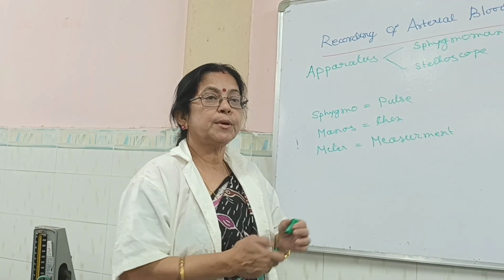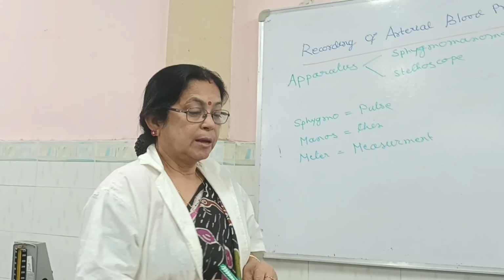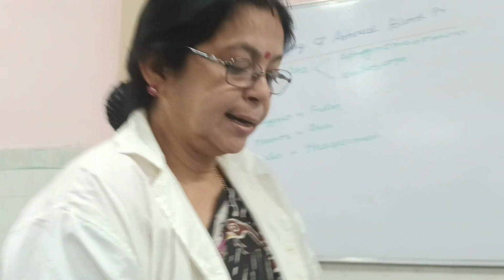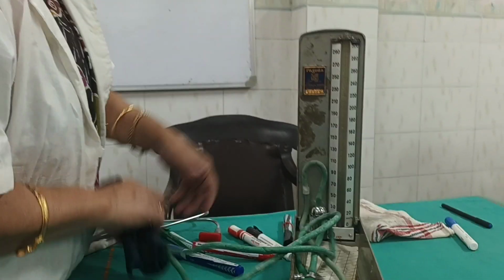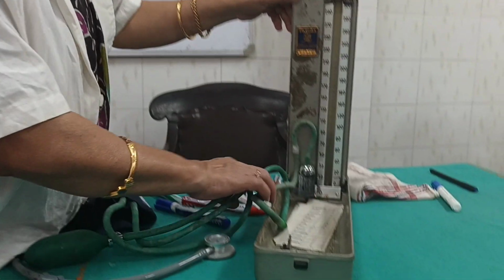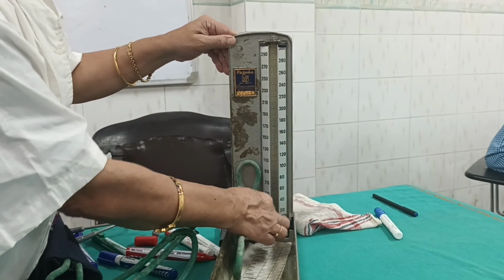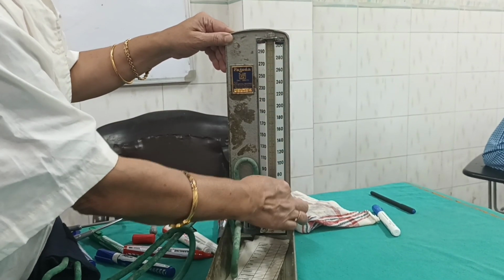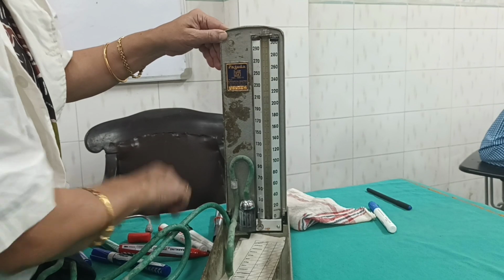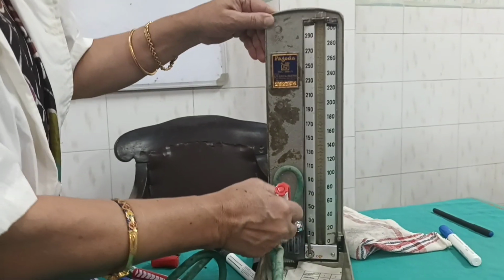Now, the stethoscope was invented in 1819 by Laennec. Now, the parts of the sphygmomanometer and then the stethoscope. First, coming to the sphygmomanometer. See, the manometer always has two limbs. It has a long limb, a long tube graduated against a scale from 0 to 300. And this short limb acts as a mercury reservoir.